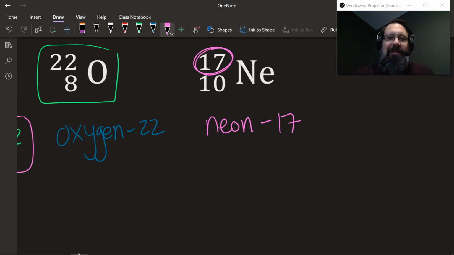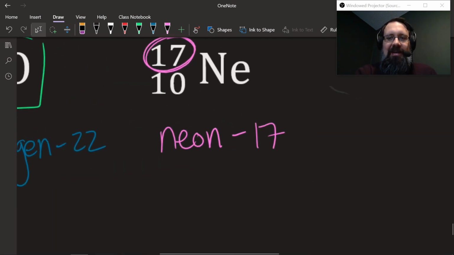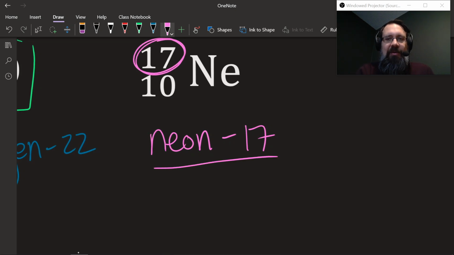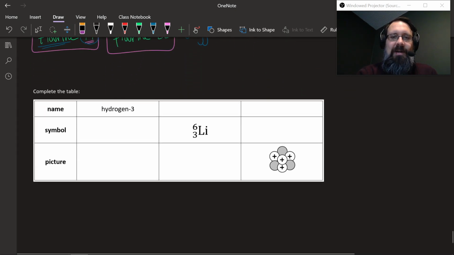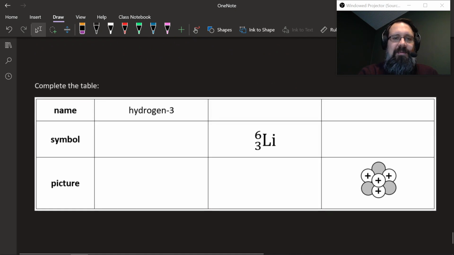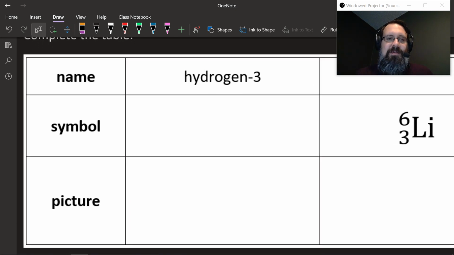So that top number is the number that we put. So these are called nuclides, or you would say that this is an isotope of neon, or you can call it a nuclide. A nuclide is what physicists usually call it, and an isotope is what chemists usually call it. So when you take chemistry next year, you'll hear that word isotope pop up a whole bunch. And then this last one says complete the table. So if I give you the name, the symbol, or a picture, you should be able to draw all the other ones. Since it's a nuclide, it has a distinct number of protons and neutrons.